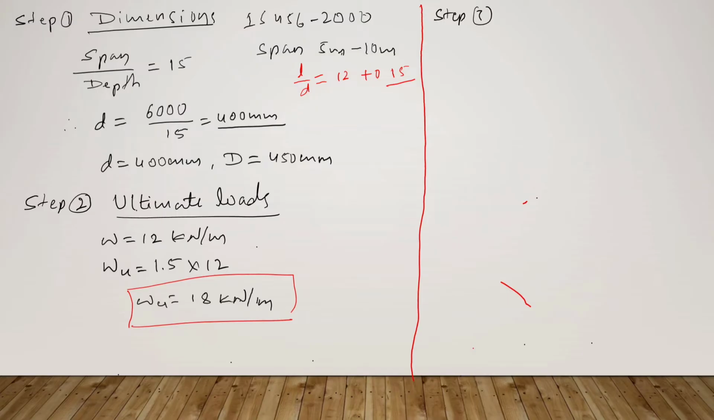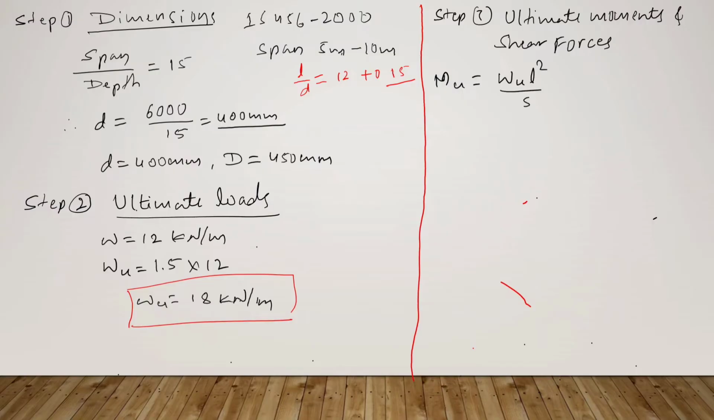Step 3, ultimate moments and shear forces. Mu is equal to, we know that, w l square by 8. Some books give this as 0.125 wu l square. That is equal to 0.125 multiplied by 18, multiplied by 6 square. After calculating, we will get Mu is equal to 81 kilonewton meter.